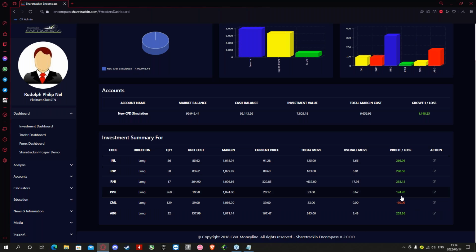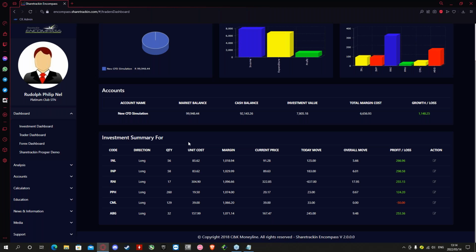Then your profit and loss in Rand value. So this is Rand value. And just remember, today's movement would be in cents. Okay, just take away the decimal. This is with the decimal, with the cents. So it's 266 Rand and 69 cents. Okay, 96 cents, sorry. And then on the right hand side, you'll find your action, where we will be working later on. Now we want to go and buy some shares.